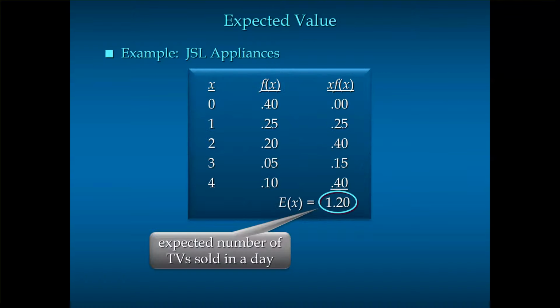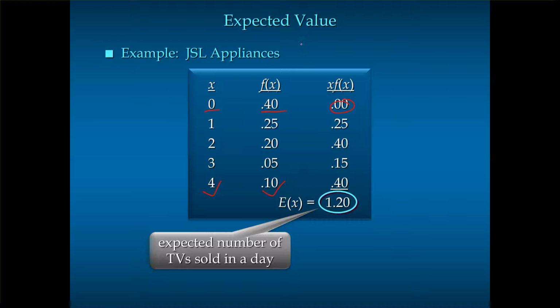So now let's look at an example. We use the GSL appliance again. Before, we already calculated and know the possible outcomes for x: the possible TVs sold in a day, from 0 to 4. Based on the frequency, how many days sold 0 TVs within 200 days, we can calculate the probability. Then we take each x, multiply by its corresponding probability f(x), and add all of them together. We get the expected value for x.